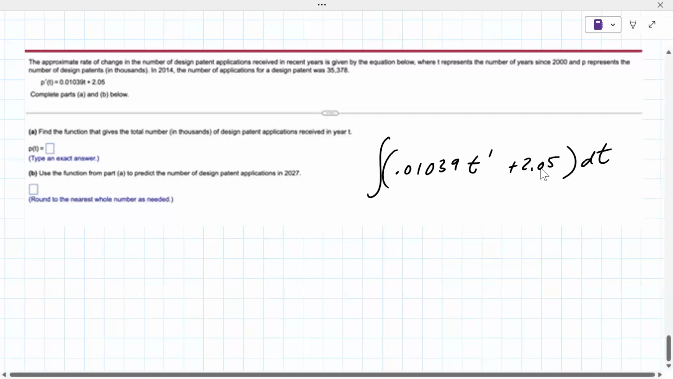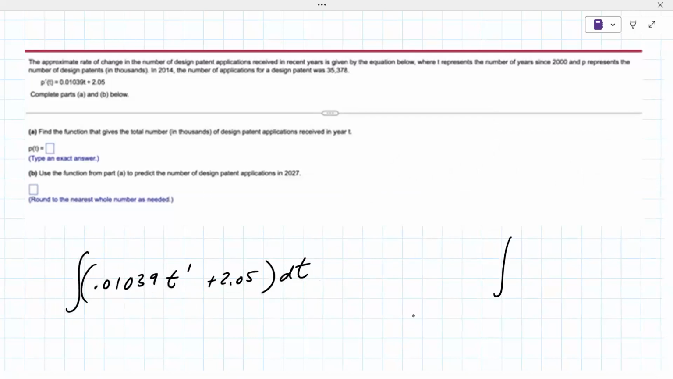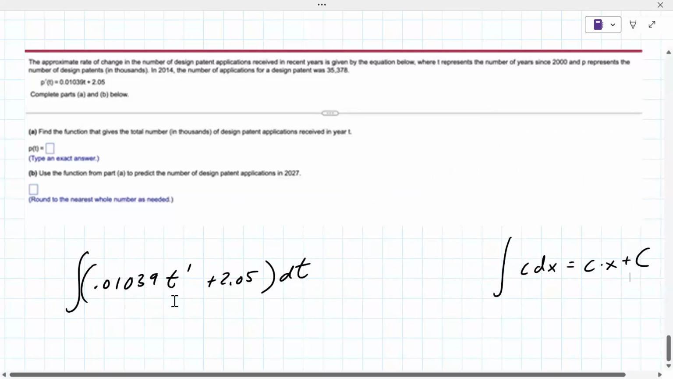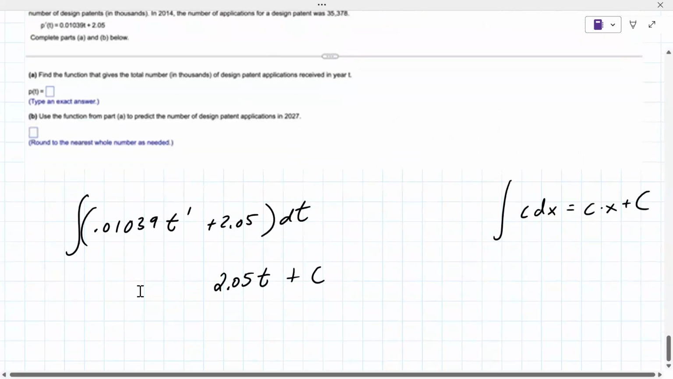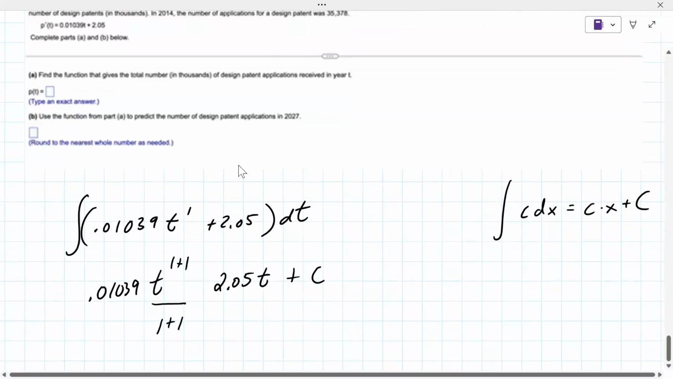So a new rule here, let me actually move this. New rule is the integral of a constant dx becomes c times x plus c. So that applies to this one here. So this becomes 2.05 t plus c. For this one on the left here, you're adding one to the exponent and dividing by the new exponent, like that.